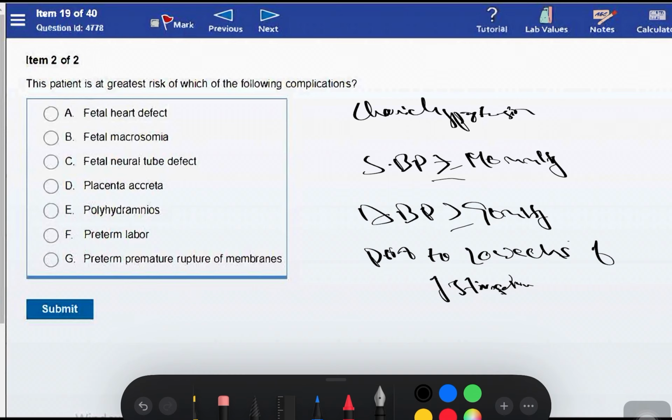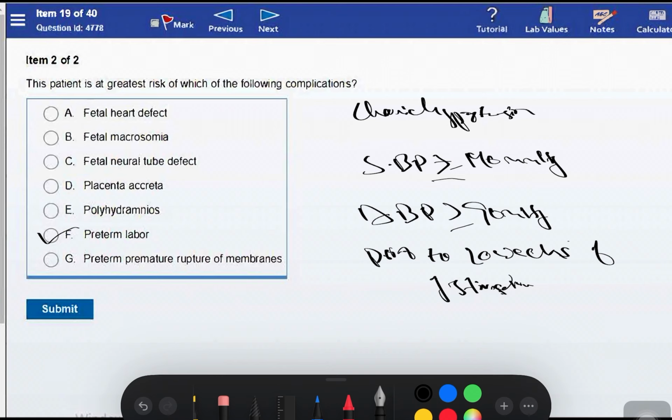But this is part two. They are asking which of the following complications this patient is at greatest risk for. Choice A, fetal heart defect. Choice B, fetal macrosomia. Choice C, fetal neural tube defect. D, placenta accreta. Choice E, polyhydramnios. Choice F, preterm labor. Choice G, preterm premature rupture of the membrane. If a patient has chronic hypertension, which option is correct? Choice F is the correct option, preterm labor.